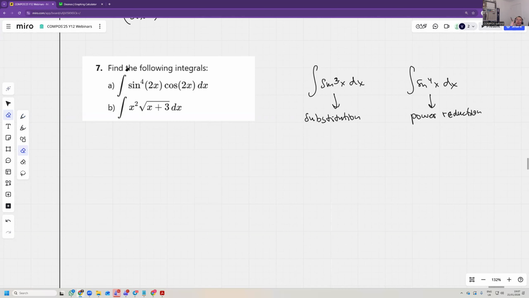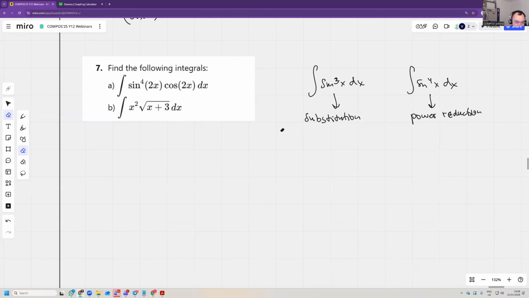There are different scenarios. It's hard to label them all. But if one is odd, the other one's even, we use substitution. If both of them are even, we use power reduction. If both of them are odd, what do we do? Both of them are odd, we do power reduction. Okay, so yeah, it kind of works out.